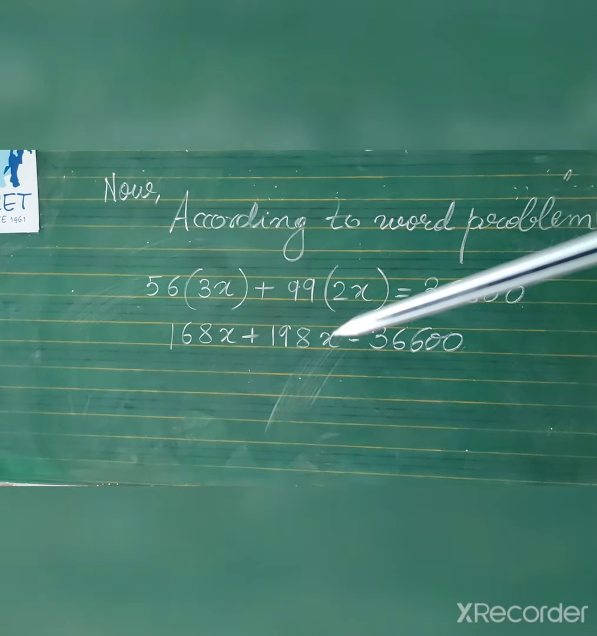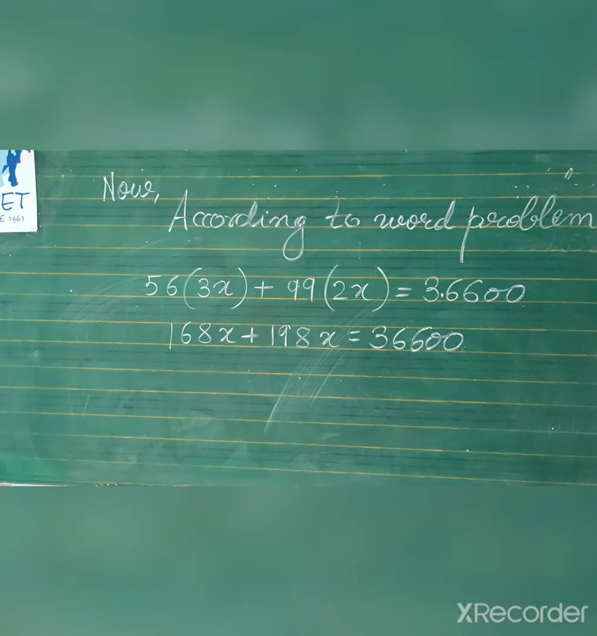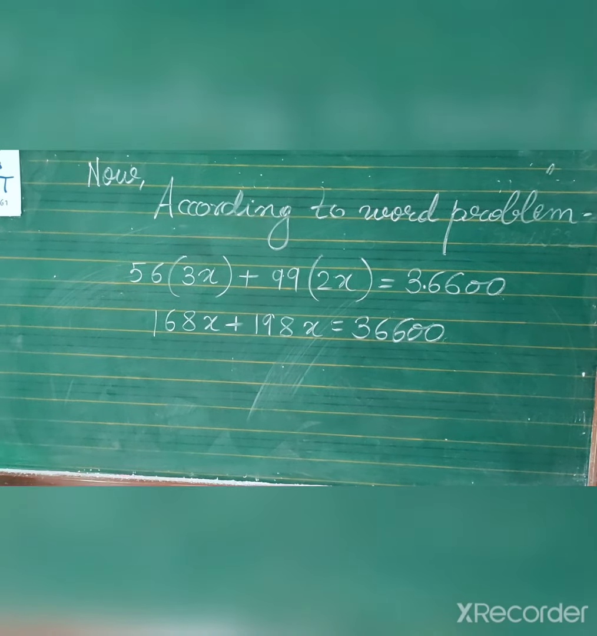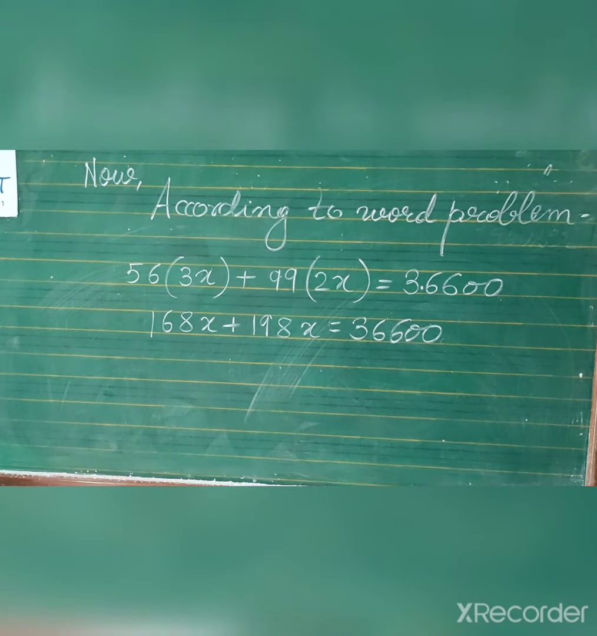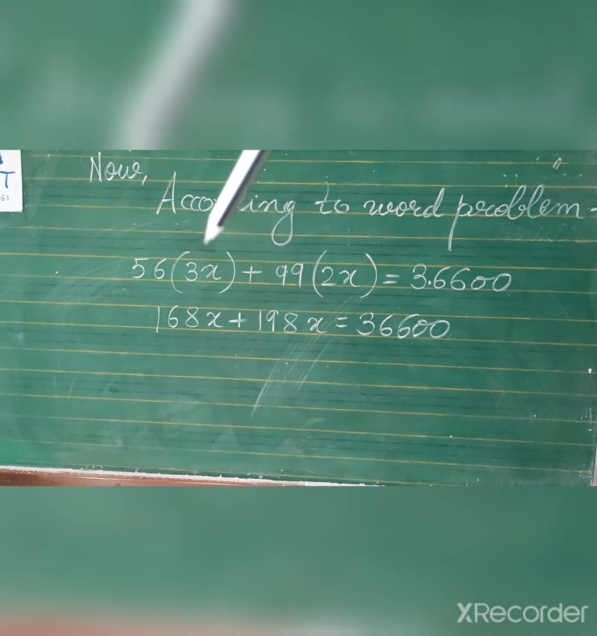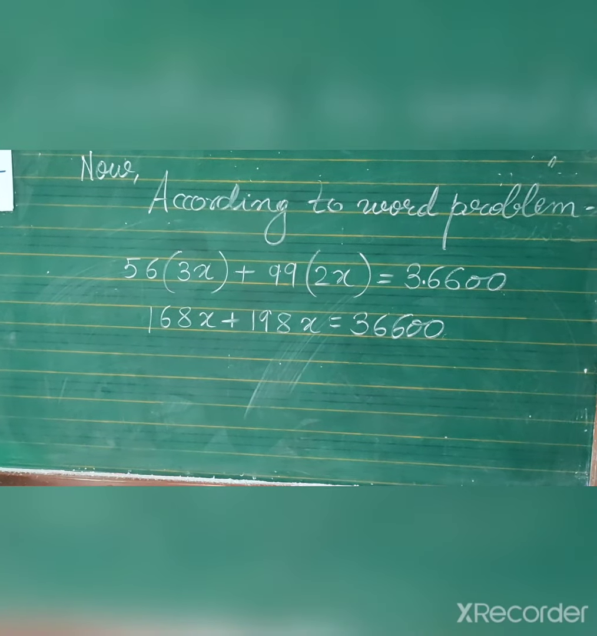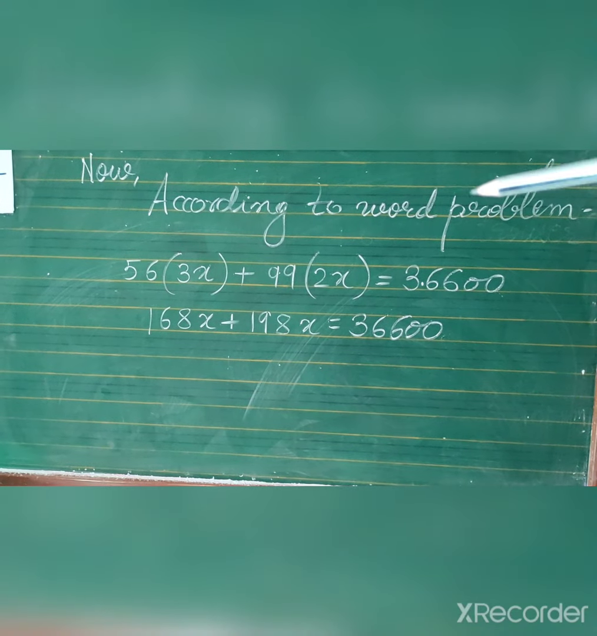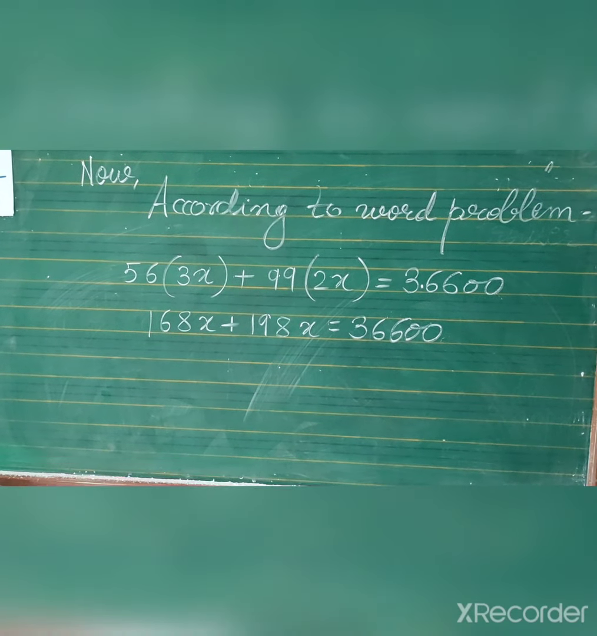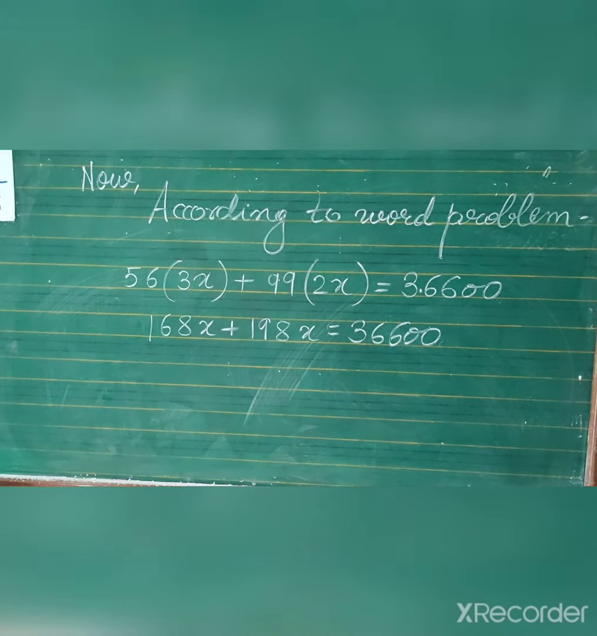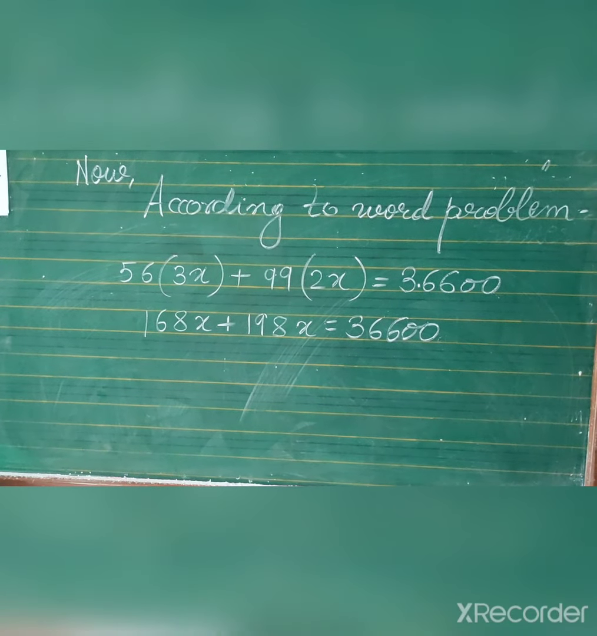Now you will add these two quantities and then find the value of x, and that value if you multiply in the shirt material, you will get the total quantity of shirt material purchased by Hassan, and similarly you will get it for trouser. So it is also incomplete. You will complete it, and if you have any query you can ask me.